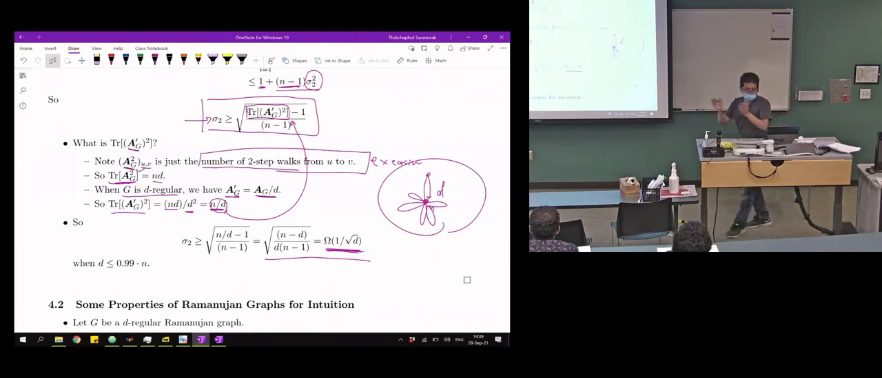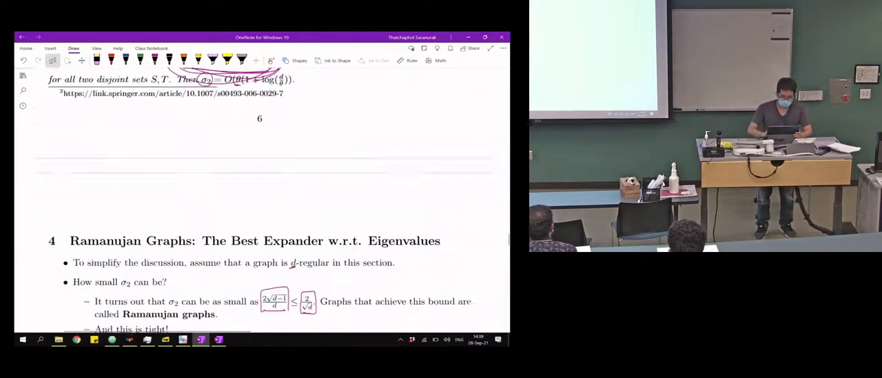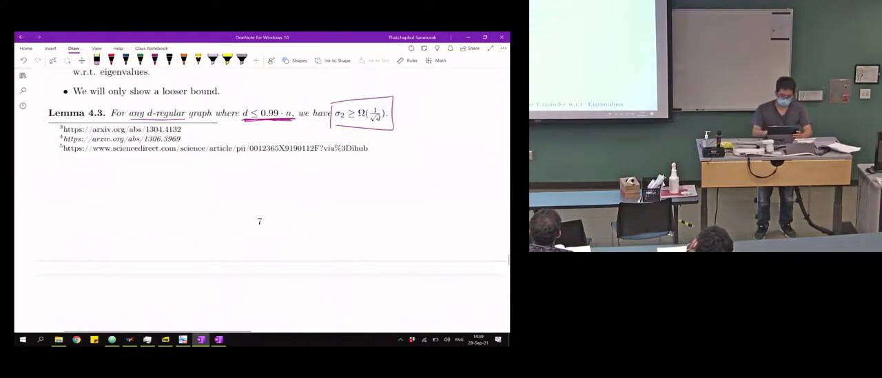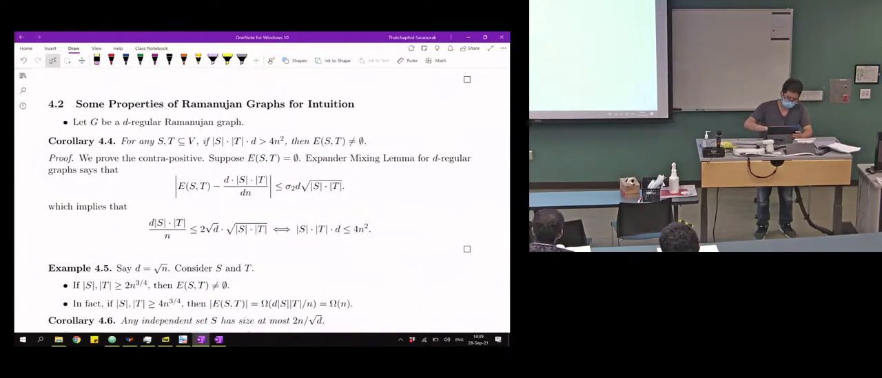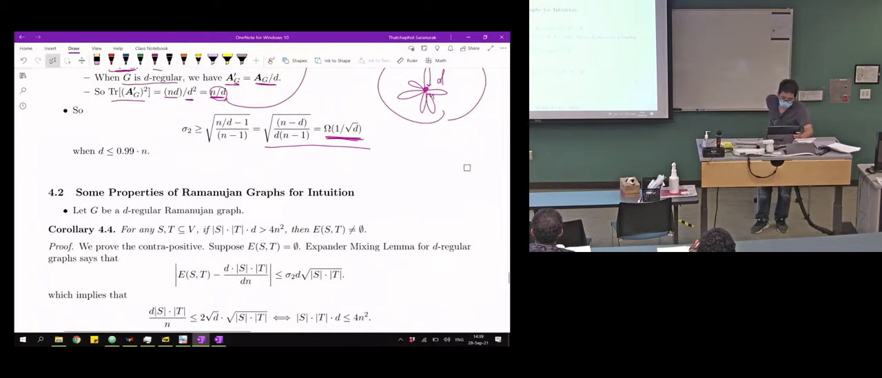So you have that when D is not too big, you indeed have some lower bound on how small sigma 2 can be. When it is a clique, sigma 2 can be 0, right? Because for a product graph or a clique, you have seen before that this holds exactly. All right, so that is the Ramanujan graph, and you know that is tight.